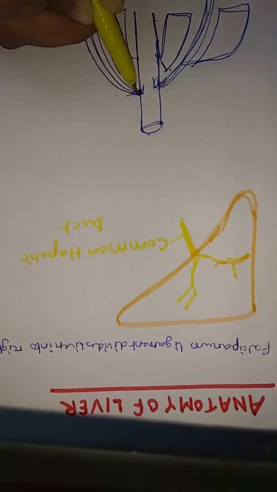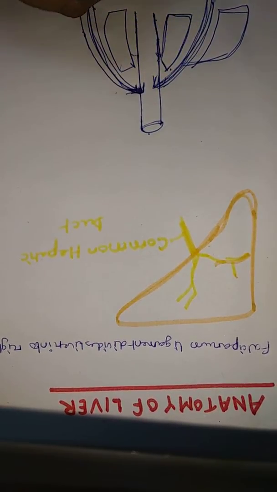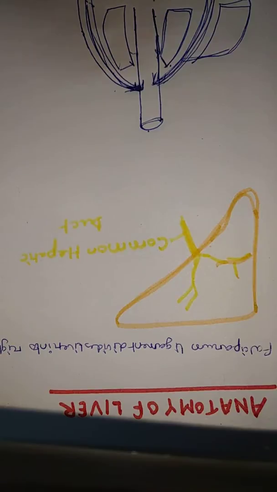So here it is a tributary of the inferior vena cava. Here is another tributary, that is the hepatic vein. These are hepatic veins which are draining into the inferior vena cava. Just imagine, these hepatic veins are dividing the liver into 8 segments.